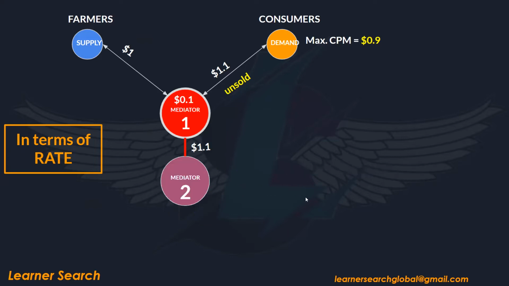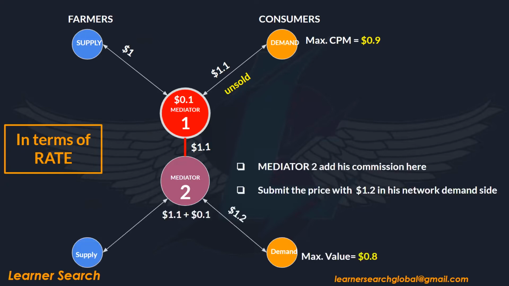Yes. Now, this mediator 2 takes 1.1 as the rate and adds some commission to that, and he tries to get the demand from his network. So mediator 2 has their own network, like supply and demand, right? After adding the commission, the rate became 1.2 now. He submits the price to the demand, whatever demand he has, and asks who is ready to purchase this product at 1.2. He's just announcing, saying it to everyone.